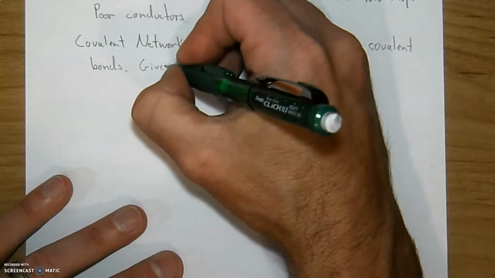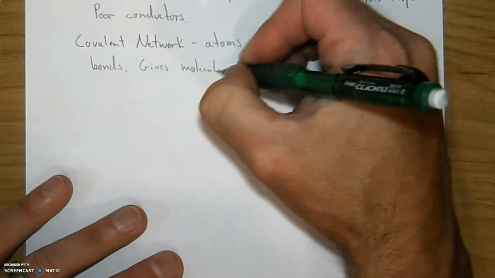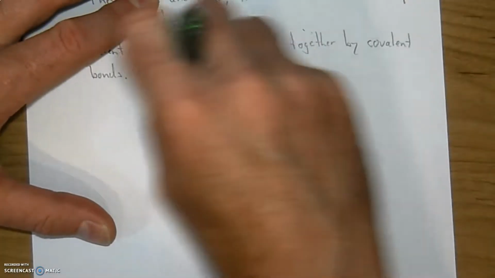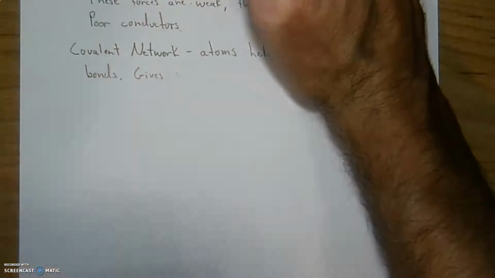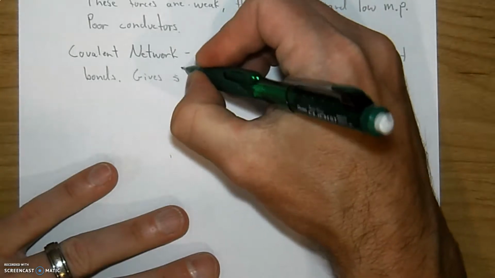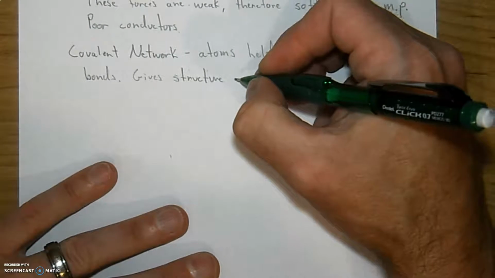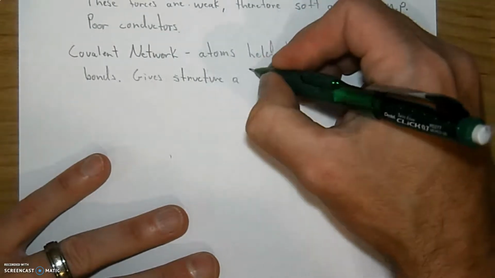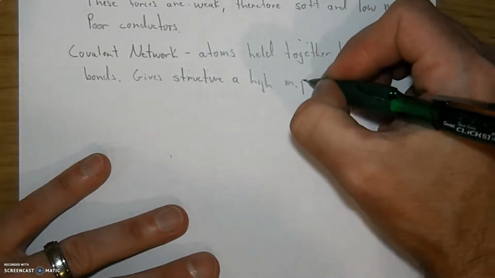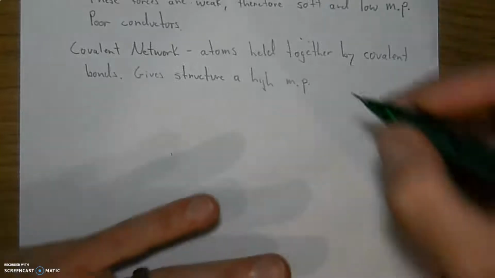What this does is it gives the structure a high melting point. I don't want to say molecules. Now, one of the things you're going to be able to tell for these substances, they're also brittle, but they're also very hard.